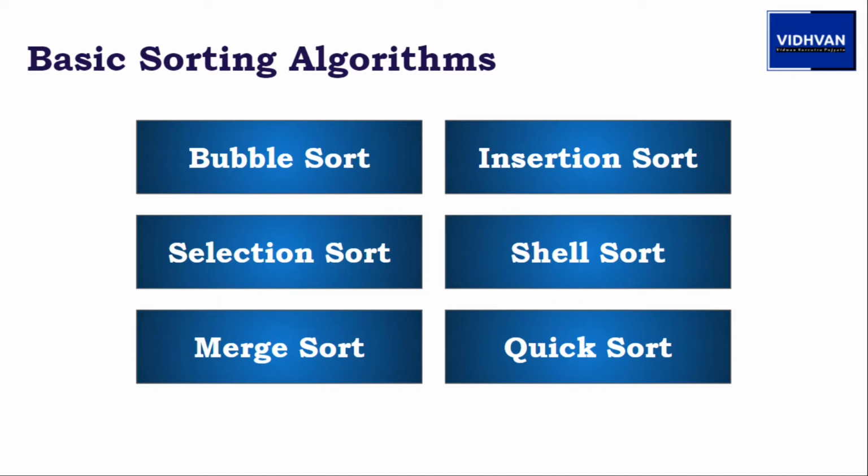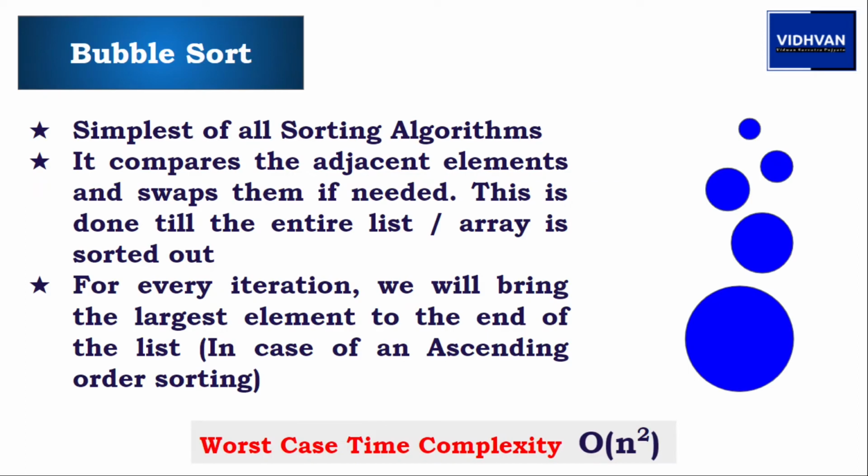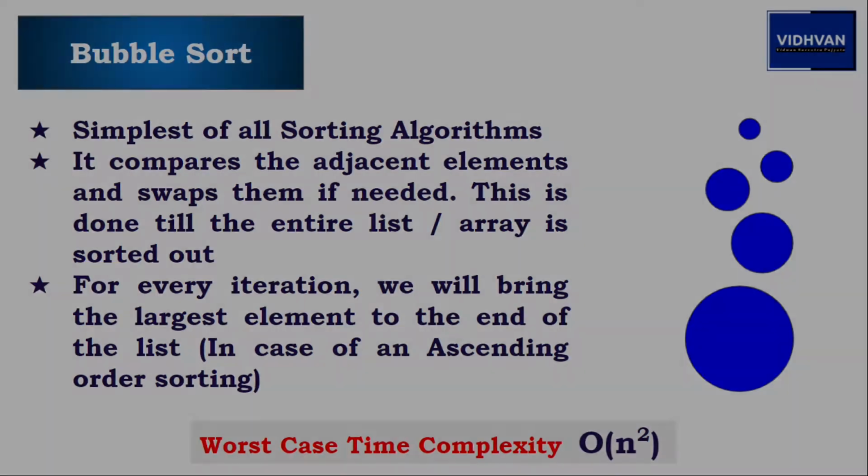Let's understand the bubble sort algorithm. Bubble sort is the simplest of all sorting algorithms. The time complexity of bubble sort is very high when compared to the other sorting algorithms. It compares the adjacent elements and swaps them if needed, and this is done till the entire list or array is sorted. This is how the bubble sort algorithm works. For every iteration, we will bring the largest element to the end of the list if you are sorting the array in ascending order. If you are sorting the array in descending order, then for every iteration, you will be bringing the smallest element in the list or array to the end of the list or array.